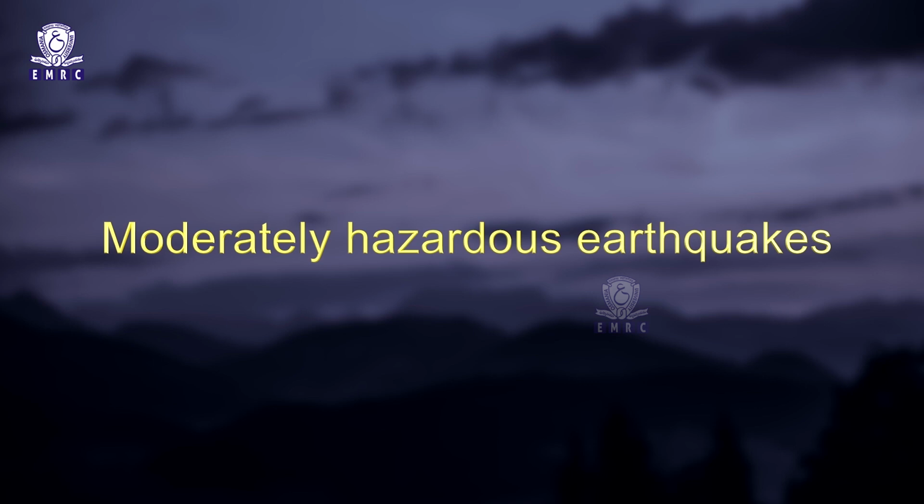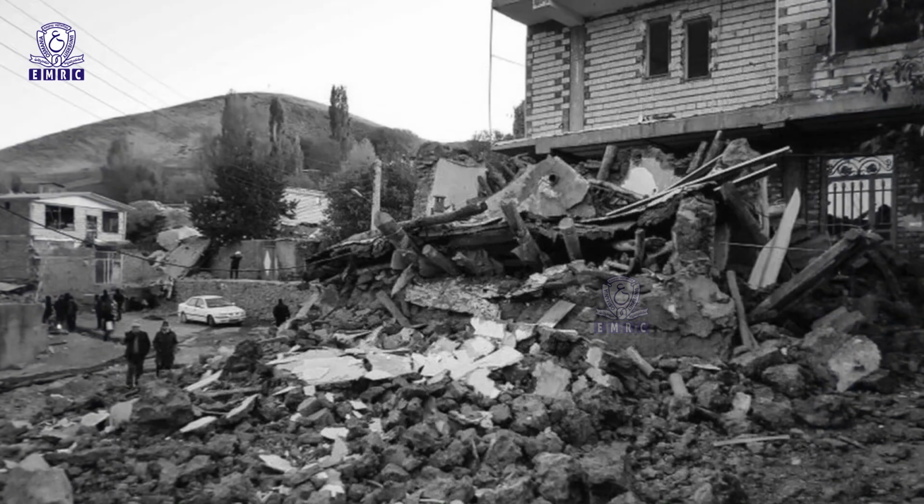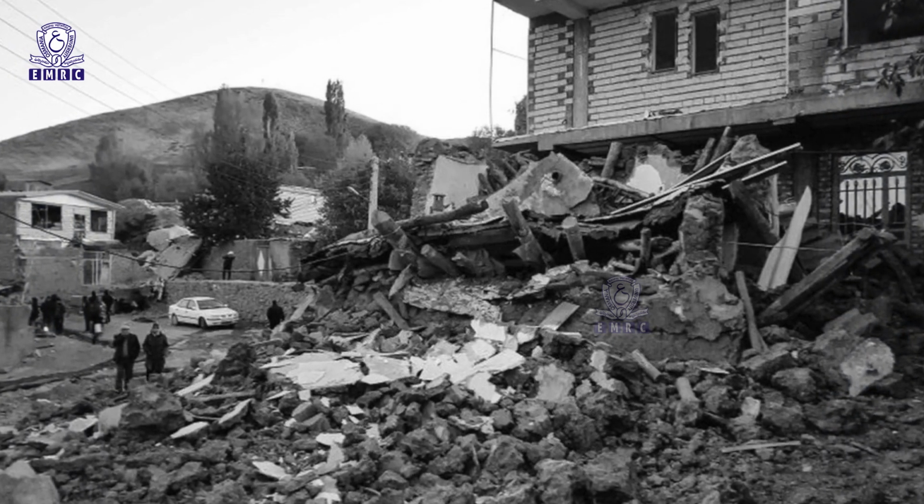Earthquakes are classified into three types on the basis of their impact in terms of human casualties. Moderately hazardous earthquakes are those in which the human deaths caused by the severe earthquakes are below the 50,000 mark. Examples: the Chile earthquake of 1939, the North Iranian earthquake of 1990.